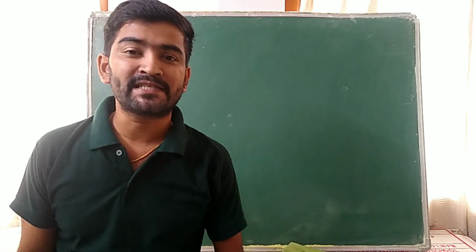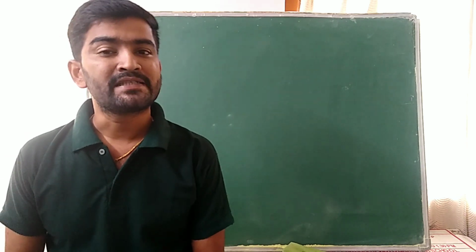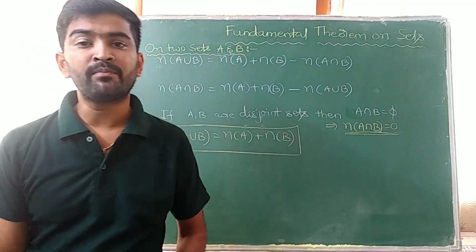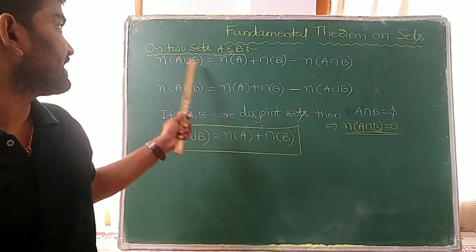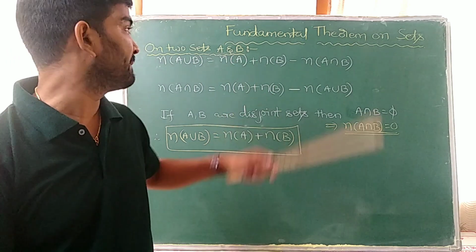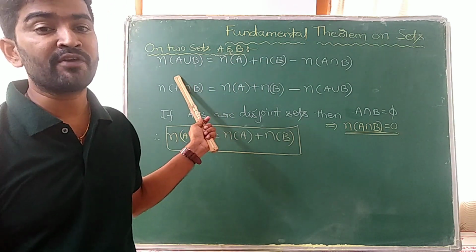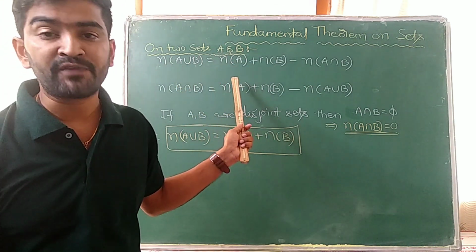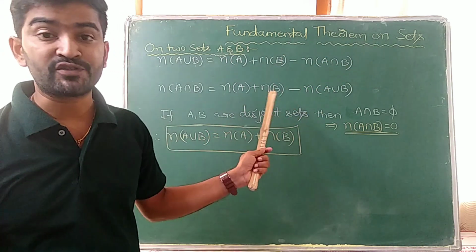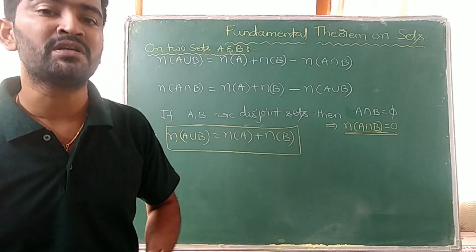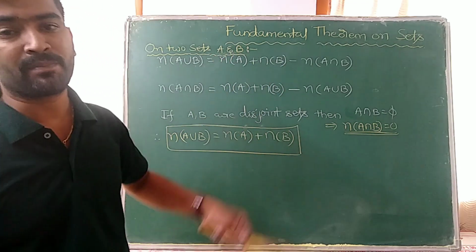Today in this video we will discuss the fundamental theorem on sets. First we will discuss the fundamental theorem of sets on two sets. Let us suppose the two sets A, B. Then n(A union B) is equal to n(A) plus n(B) minus n(A intersection B). This is known as the fundamental theorem on sets with two sets A, B.